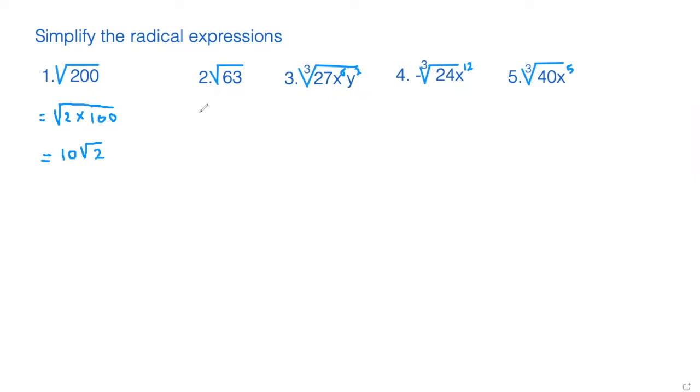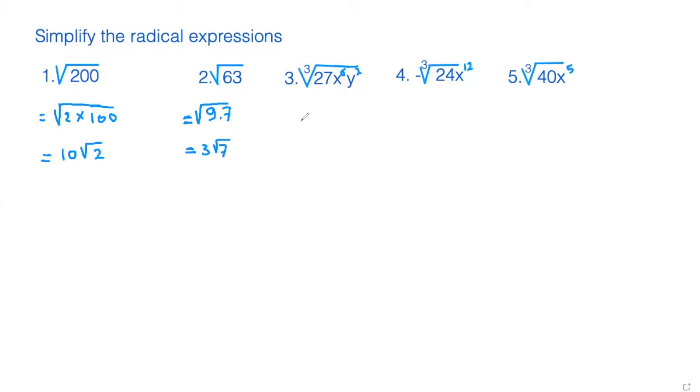In number 2, we have square root of 63. So we have to think of the factors of 63. I think 9 times 7 is 63. So this 9 can go outside as 3. My answer is 3 radical 7.